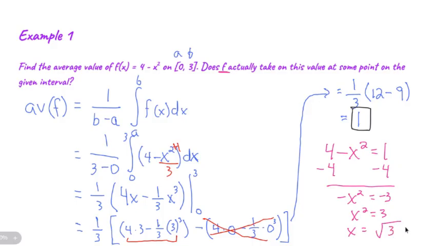Do we take the plus minus? And the answer is no, we don't. Consider your interval. Negative root 3 would not fall in this interval, so it would just happen at x equals root 3.